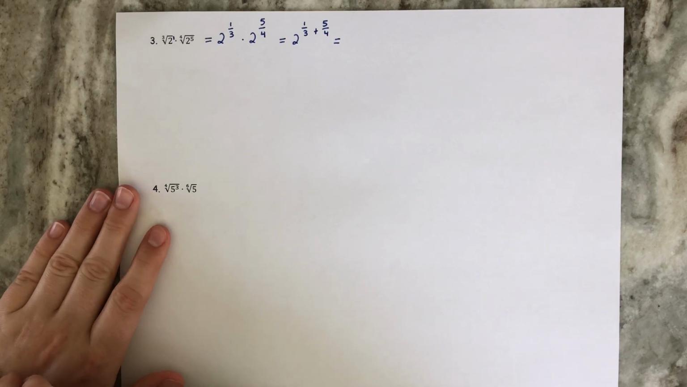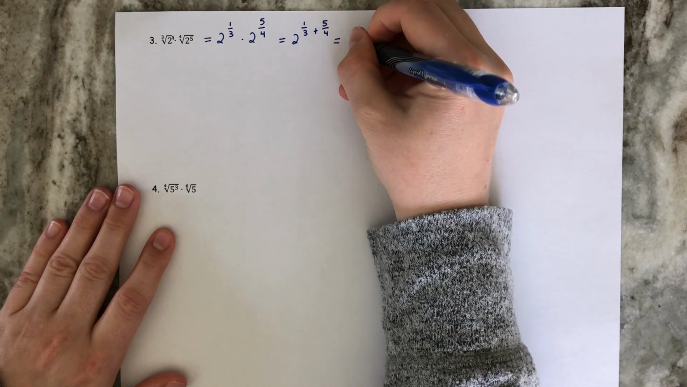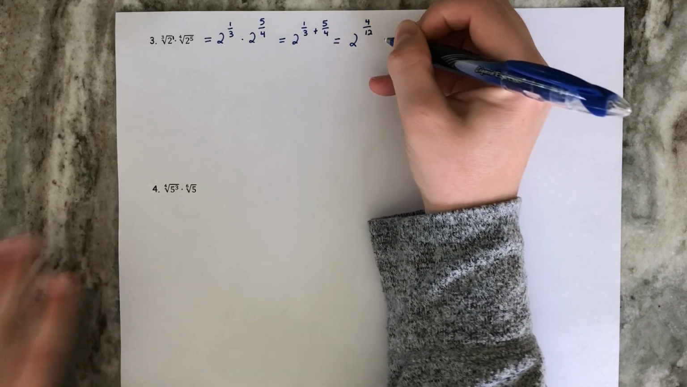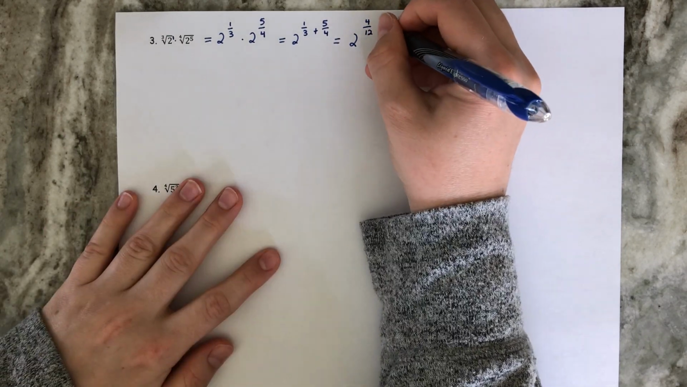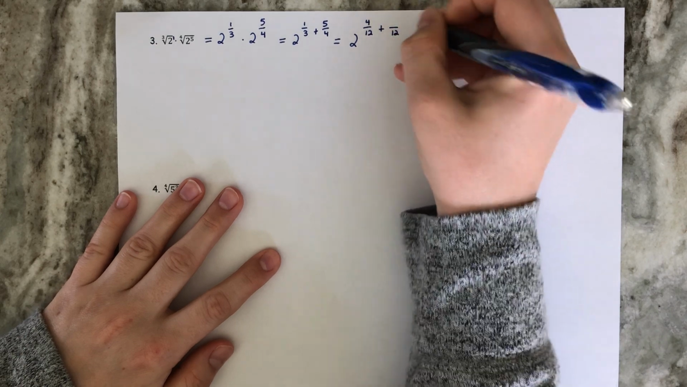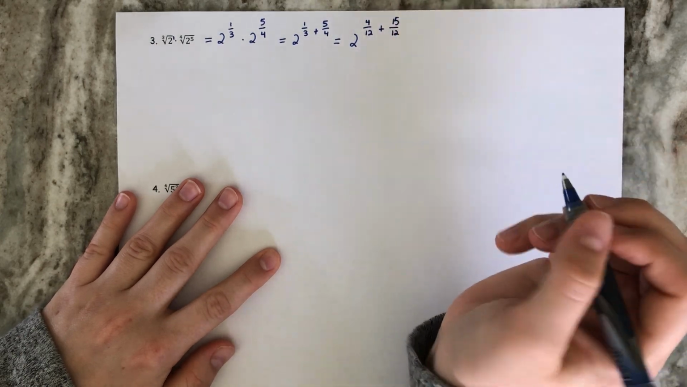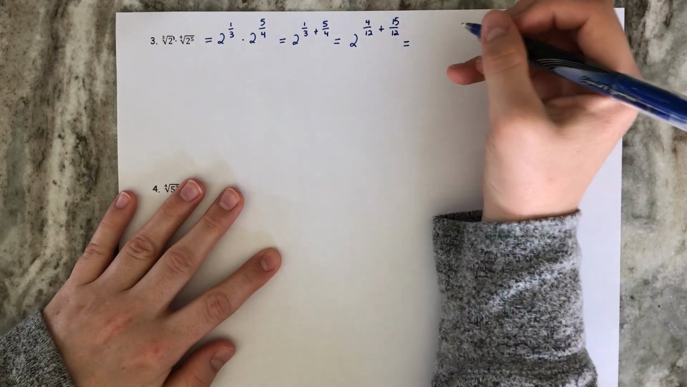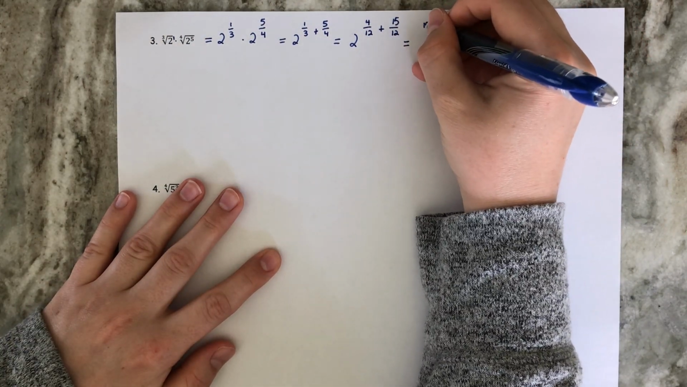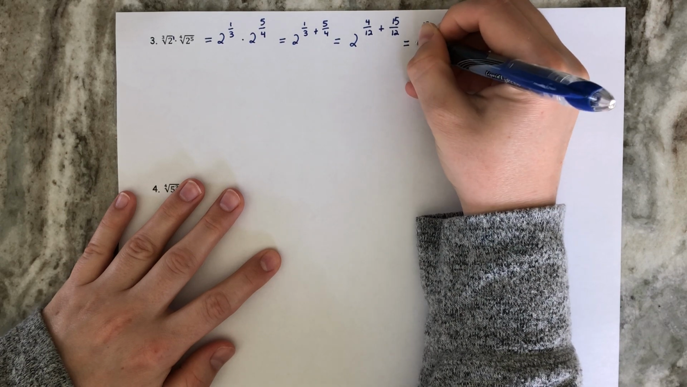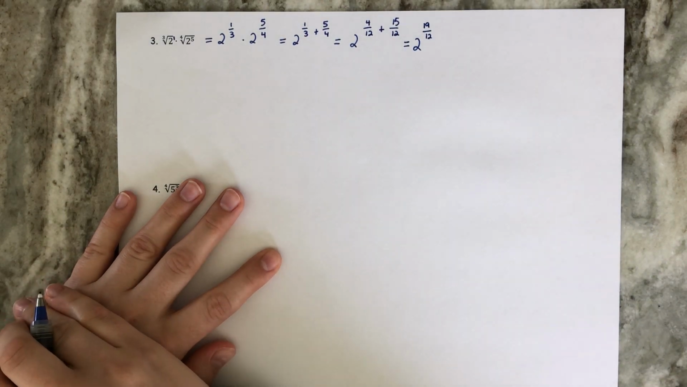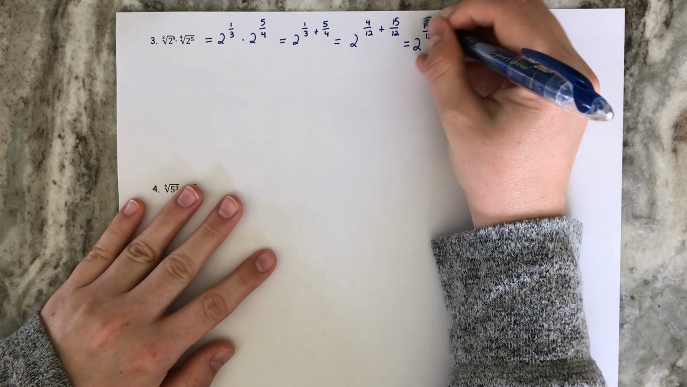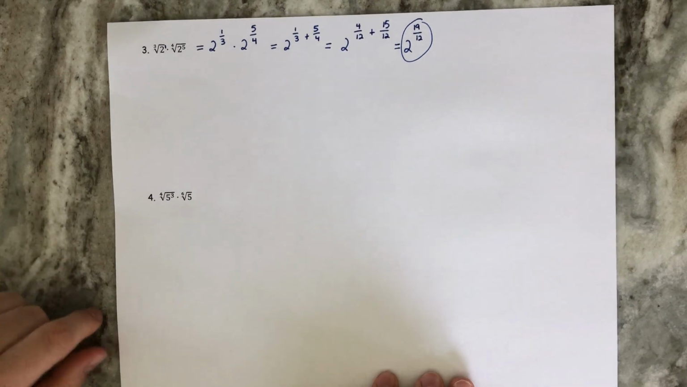So my common denominator, I'm going to use 12. So if I write 1/3 over 12, that's going to be 4 over 12. And if I write 5/4 over 12, that is going to be 15 over 12. Now that these have a common denominator, I can go ahead and add them together. So 4 plus 15 is 19 over 12. Sorry, that's 2 to the power of 19 over 12. And that fraction does not simplify any farther, so that is going to be our answer to this problem.